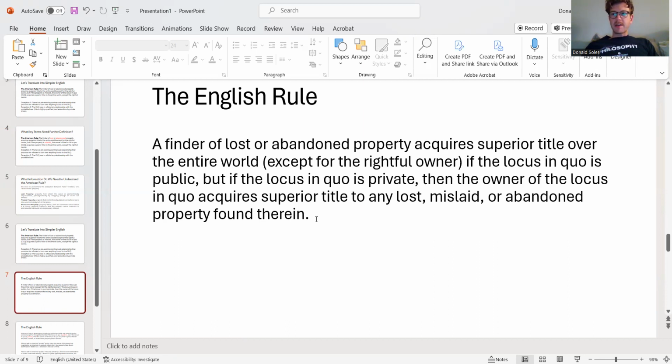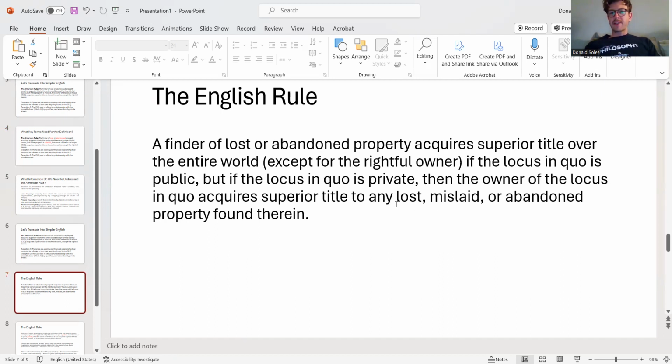The English rule, however, does make a lot of the distinction between how many steps were taken to ensure that nobody else came to the locus in quo. And so let's look at the English rule now. The English rule is that a finder of lost or abandoned property acquires superior title over the entire world except for the rightful owner if the locus in quo is public. But if the locus in quo is private, then the owner of the locus in quo acquires superior title.